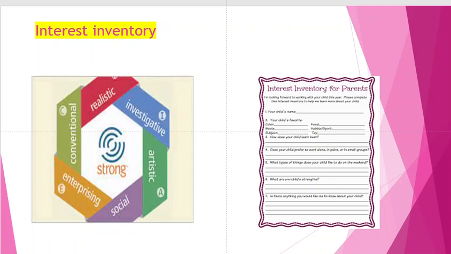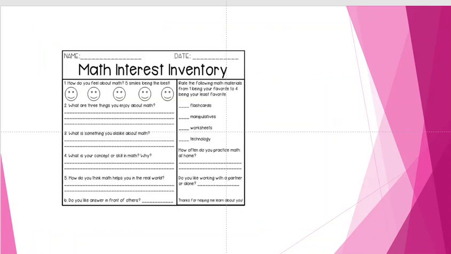Here is the Strong, which is related to the realistic. Some important topics related to that are: realistic, artistic, social, enterprising, conventional, and linguistic. You can see in this slide, and here is a form related to the interest inventory for parents. We just fill out this form and learn about the interest of the student from the parents also.